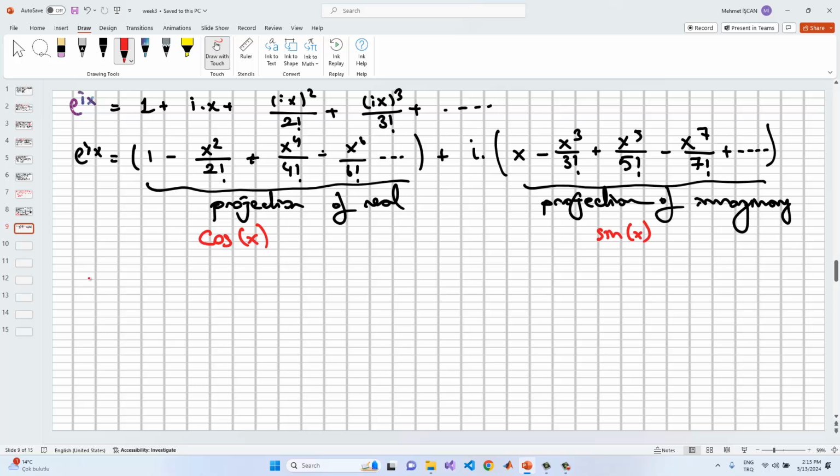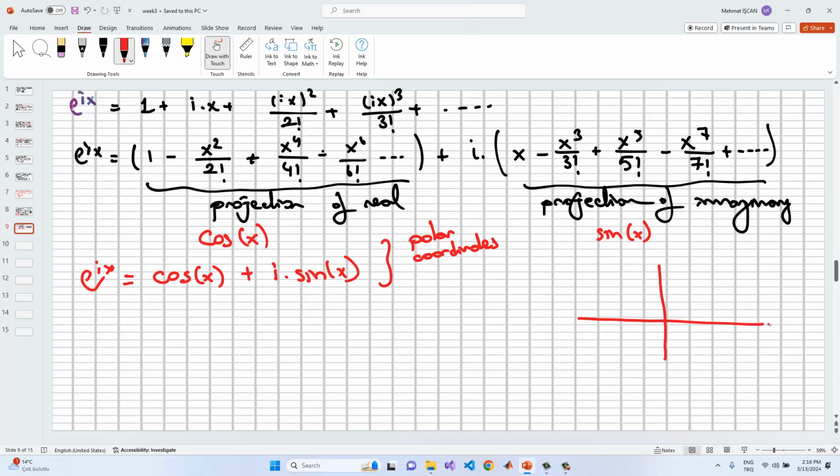So, e^(ix) is equal to the what? Cos x plus i sin x. This is the what? We call it the polar coordinates. Right? So, in the polar coordinate, we can define the what? These coefficients or this projection, real and imaginary. Okay?